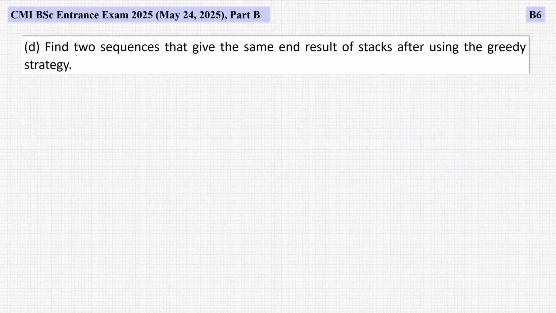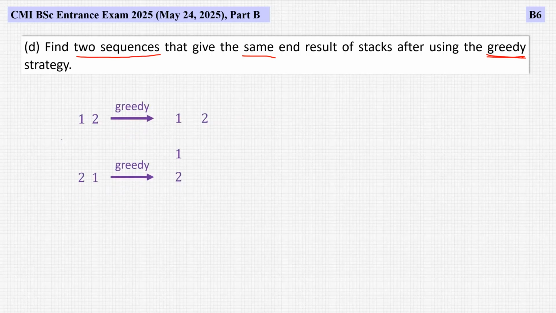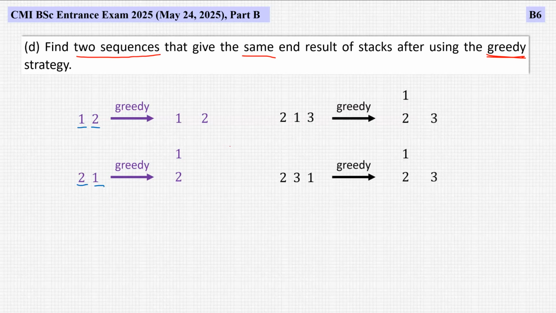Problem D. Find two sequences that give the same end result of stacks after using the greedy strategy. As for sequences with two terms, we don't get the desired result because sequences 1, 2 and 2, 1 give different end results of stacks. However, if we take a look at sequences with three terms, we can easily find out that sequences 2, 1, 3 and 2, 3, 1 give us the same end result.